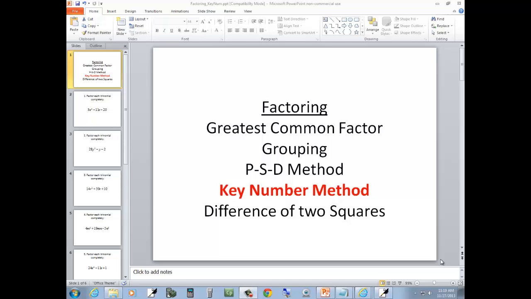There are five main methods of factoring. First one is GCF, greatest common factor. You always try to do this. Most of the time you just mentally look at it and see if they have something in common. Our next method is grouping. That's 4 or more terms.